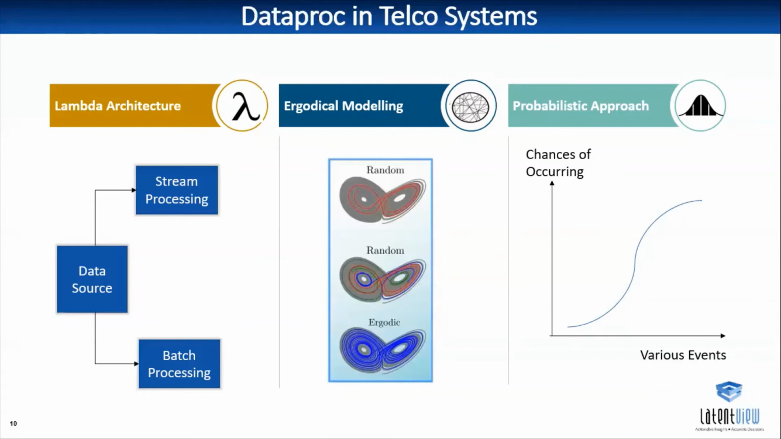This is where the ability of Dataproc comes in. It gives a probabilistic approach to test the system. Dataproc processes the data in both stream and batch processing, and after processing, it makes sure of the algorithmic modeling, and after that, it uses its probabilistic approach to create a self-healing mobile network.